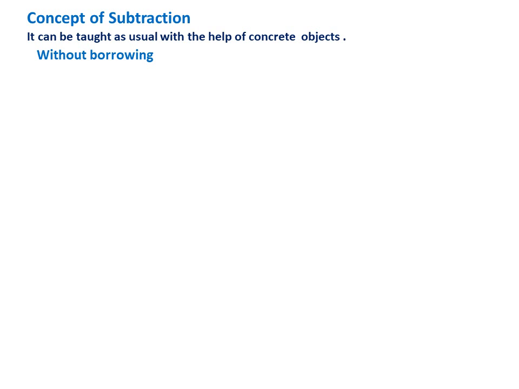Now let us directly go to without borrowing, how to teach. So first step already: you write a number and then explain. For example, in the unit place 7 and 5 are there. 7 minus 5 is 2, and in the 10 place 4 minus 2 is there. So 4 minus 2 is 2. So this you can explain.